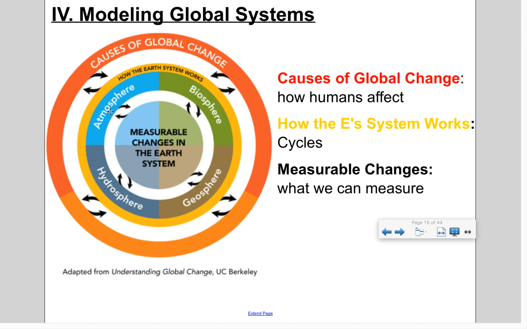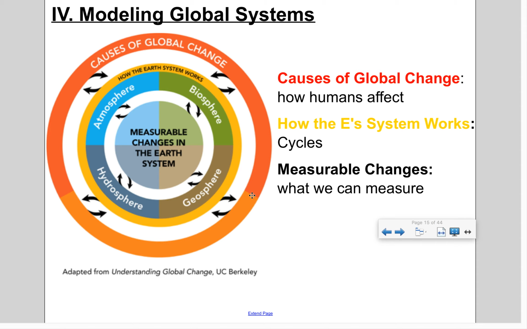So your book has this diagram called the global systems. And here are the 4 spheres: the atmosphere, the biosphere, the geosphere, and the hydrosphere. And you can see that they are all interconnected with each other. But then we have these weird little rings. So I want to start from the outside and work our way in. So on the outside, we have this red ring. It says causes of global change. Most of it has to do with how humans affect all of these spheres, so our actions.